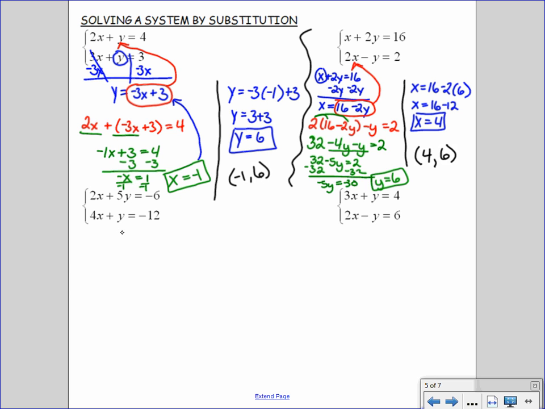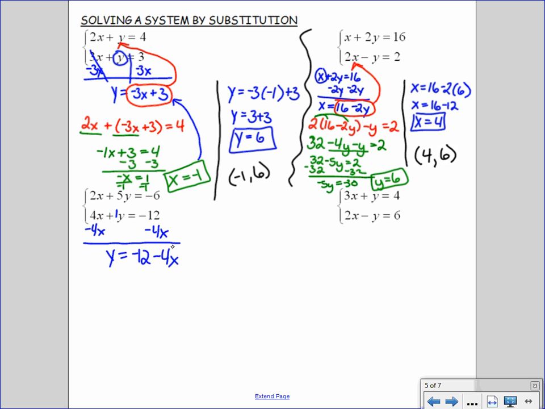Again, I am looking to make a leading coefficient of 1. Since the y already has a leading coefficient of 1, this will be my easiest equation to rearrange. I am going to subtract 4x from both sides. And we get that y is equal to negative 12 minus 4x. Now you can rearrange that so that it's in slope-intercept form if you want, or you can leave it like this.